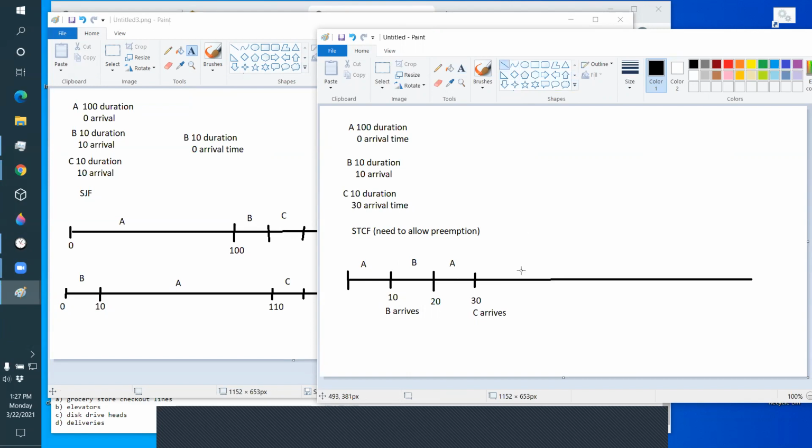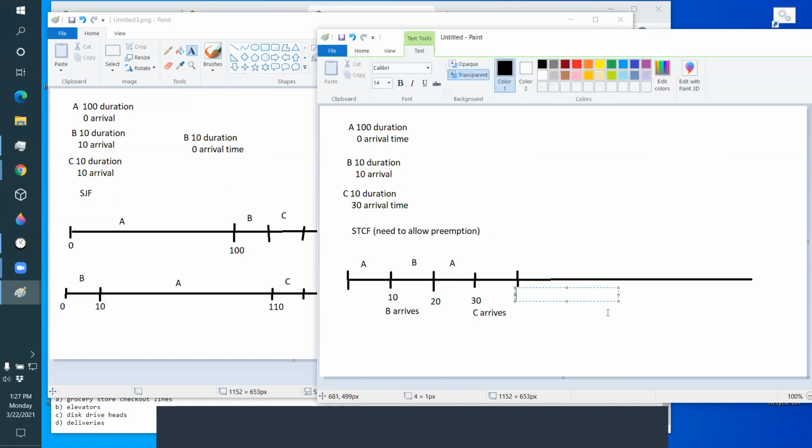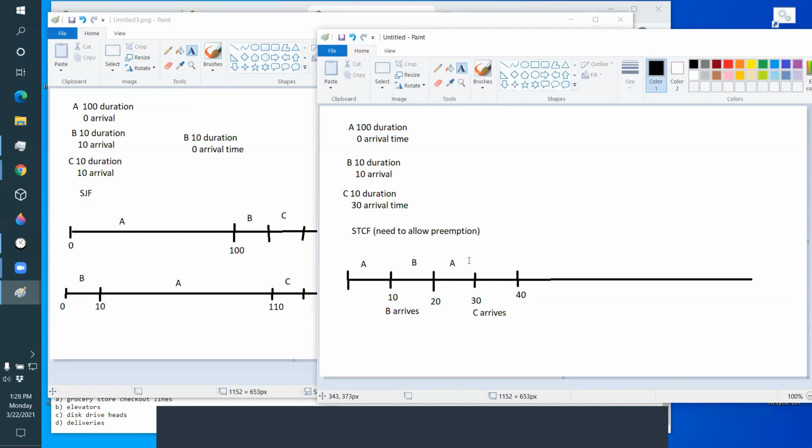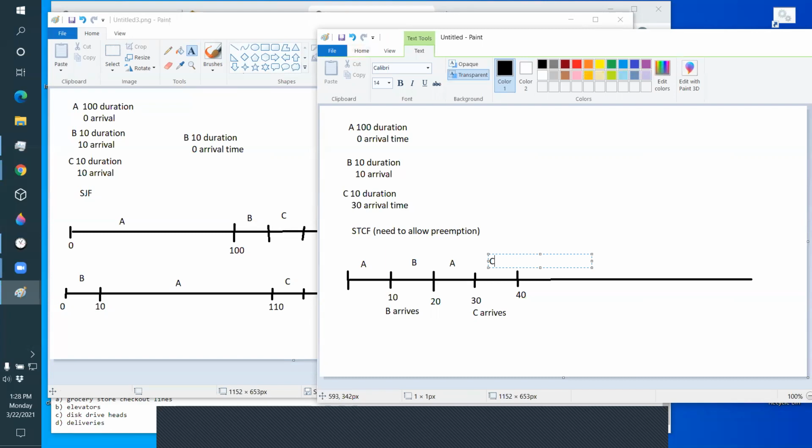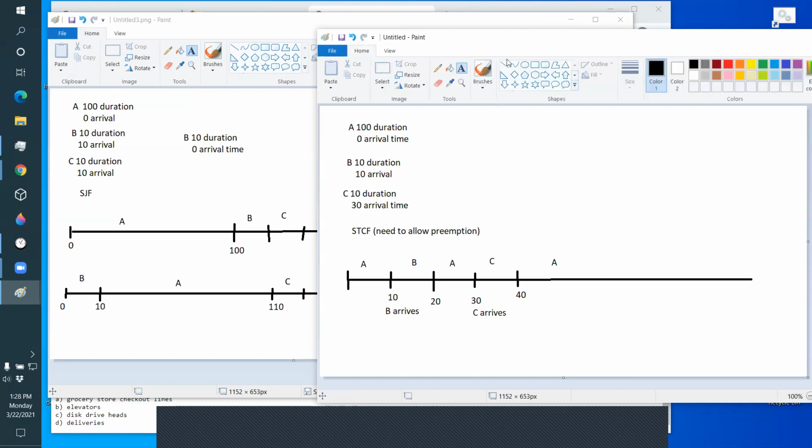And then at time 40, C will be done. At time 40, C will be done. And so then we go back here and we schedule A, and A will run all the way up to it completes, and A will finish out here at what? This will be 120.